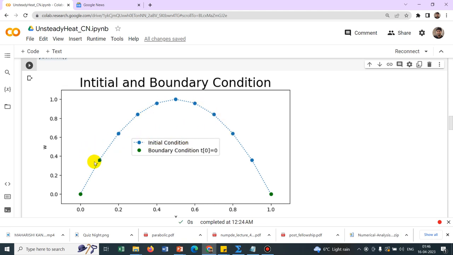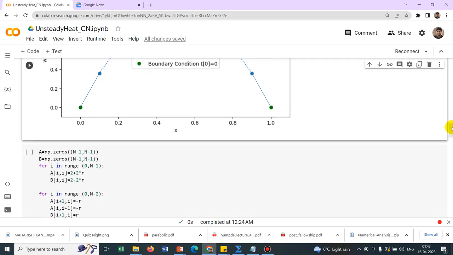So how many blue points? 1, 2, 3, 4, 5, 6, 7, 8, 9. Basically those 9 are the unknown points, and we'll be having a matrix of 9 into number of time steps. If you are solving for 15 time steps, the matrix size will be 9 into 15. So up to this point we have defined the boundary conditions.